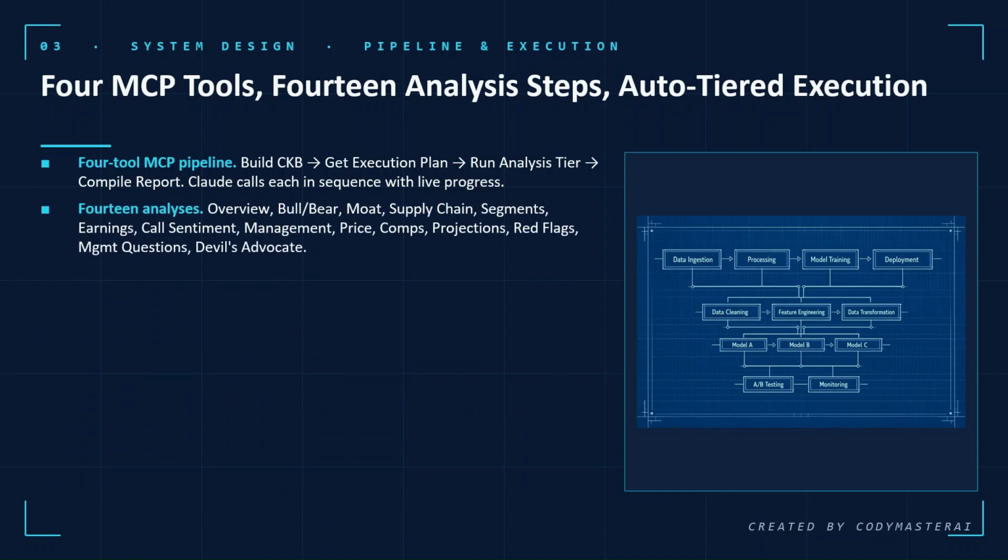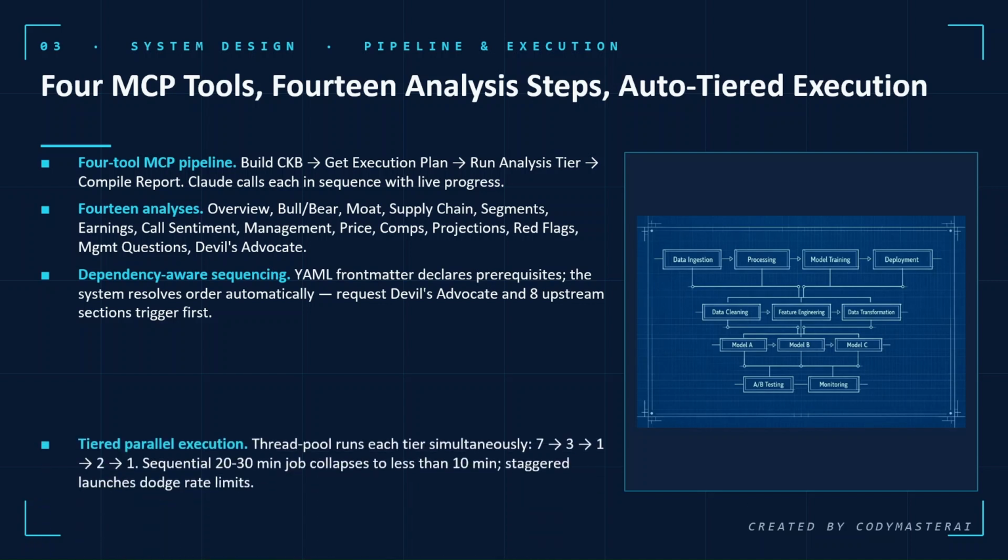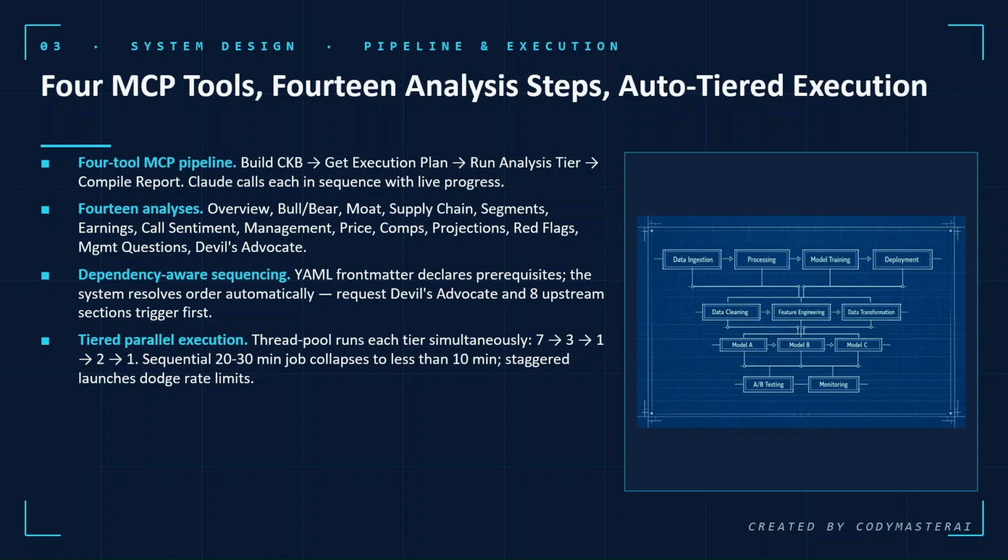The full equity research is composed of 14 analyses, where each of the analyses can be run individually or as a whole. The interesting part is the analysis sequencing. Each of the 14 analysis sections declares its dependencies in a YAML front matter block. The system resolves the order automatically at runtime. You ask for devil's advocate and it knows to run 8 upstream sections first. To optimize performance, analysis sections belonging to the same tier run in parallel.